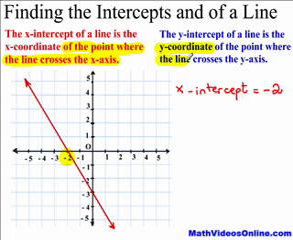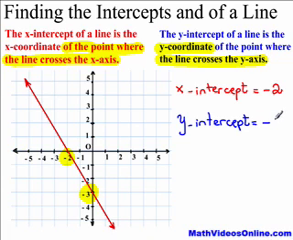The y-intercept is the y-coordinate of the point where the line crosses the y-axis. The intersection between the red line and the vertical line is -3. Therefore, the y-intercept is -3.